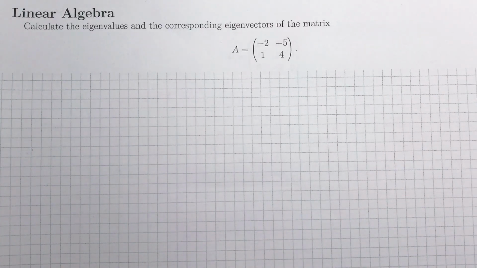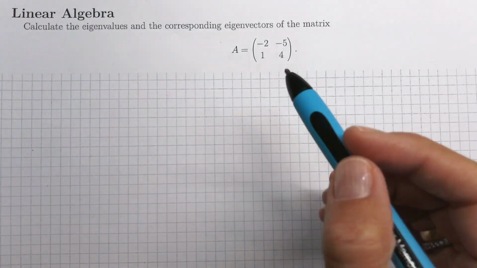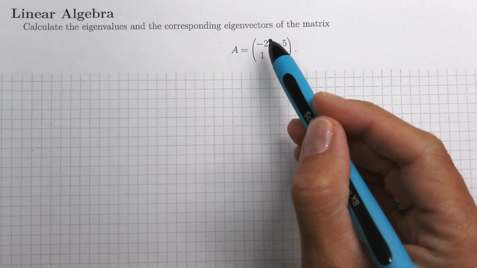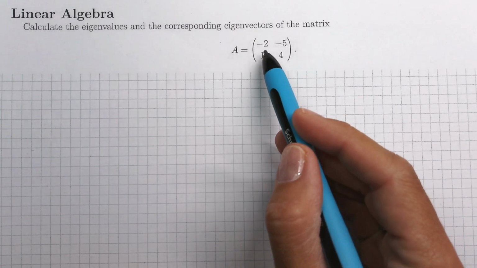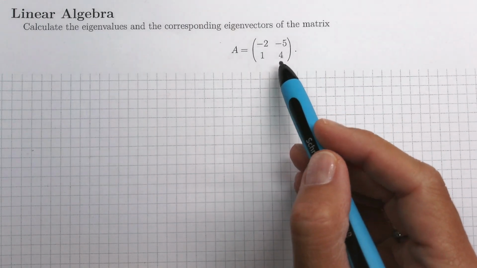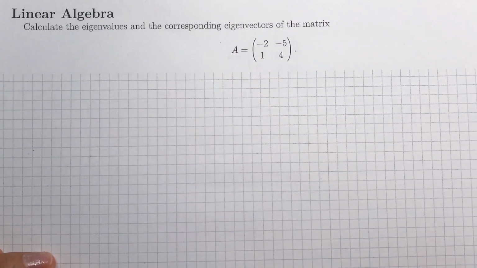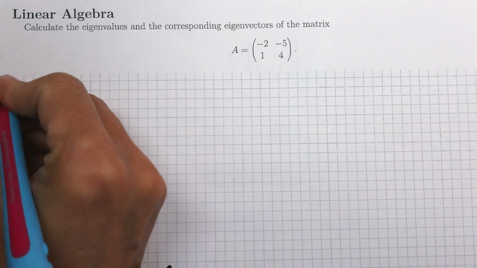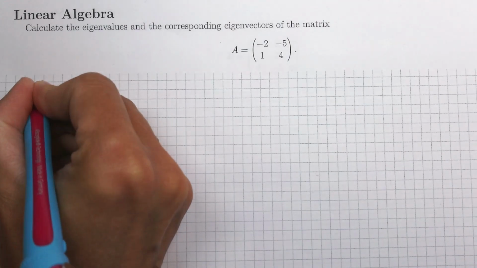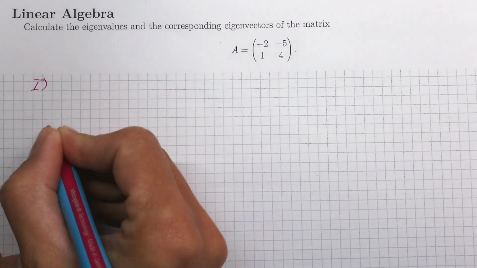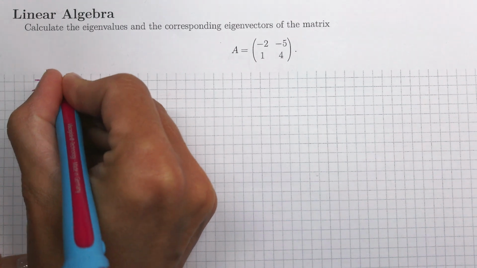Today we're going to talk about eigenvalues and eigenvectors. Now here we have a 2 by 2 matrix A. It says 2 rows and 2 columns with the entries -2, -5, 1 and 4. And now let's first start with finding the eigenvalues. So step 1 is finding the eigenvalues.